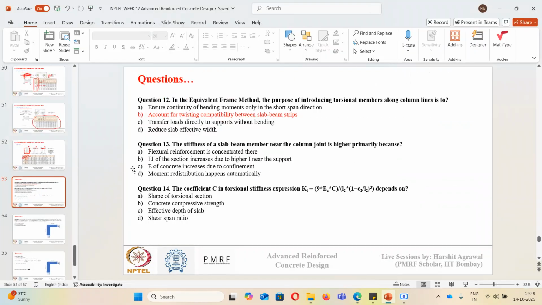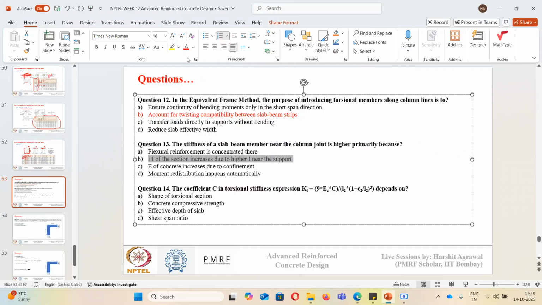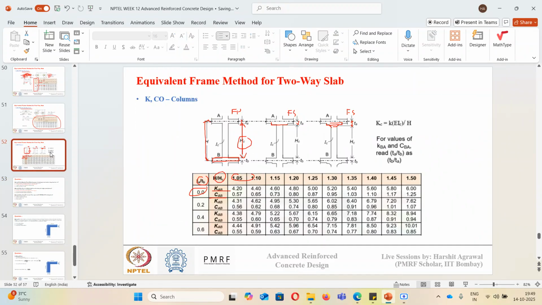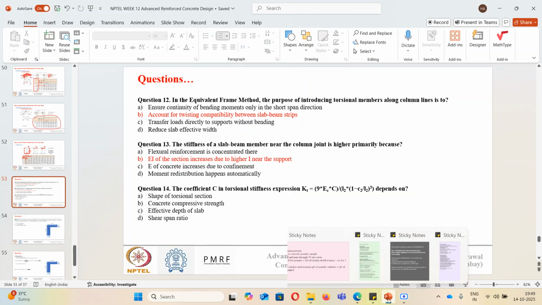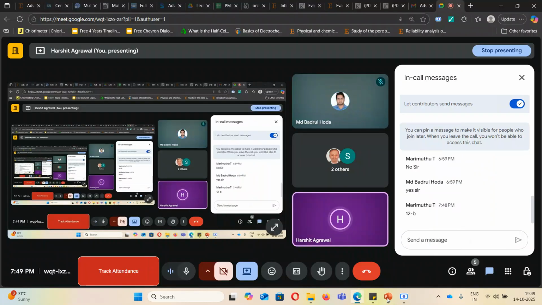B. Yes. So when we talk about section near the joints, we know there are drop panels and column capital which are also present, and due to this the equivalent thickness of the section increases. So as the thickness of the section increases, the moment of inertia increases, so that's why then equivalent EI value increases near the joint. Okay, I guess someone was trying to ask something. Was there any doubt?